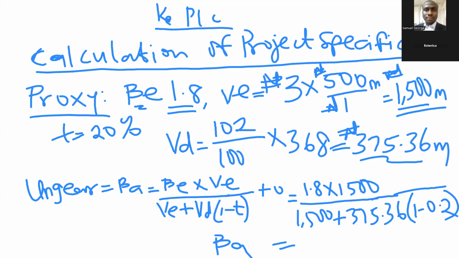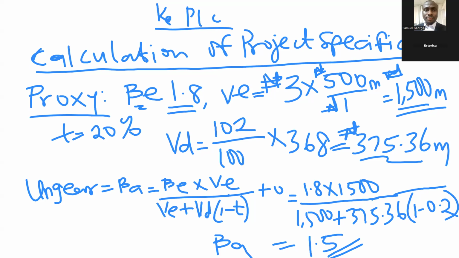I got 1.49 or 1.499, 1.5 approximately. So our beta asset is 1.5. So we've been able to ungear the beta. You can see the beta asset is 1.5, beta equity 1.8.